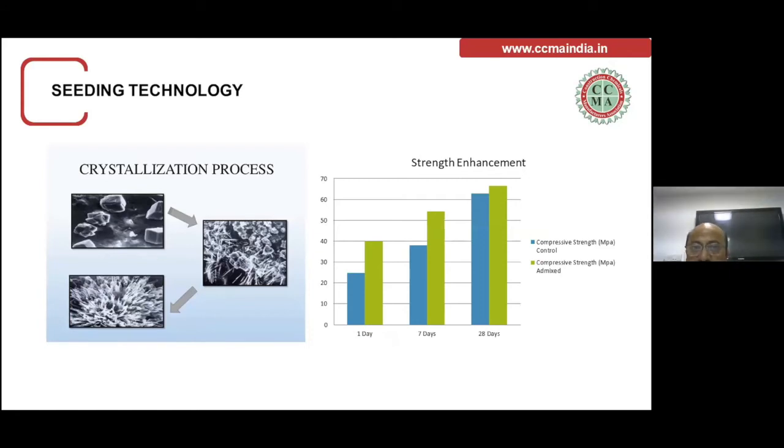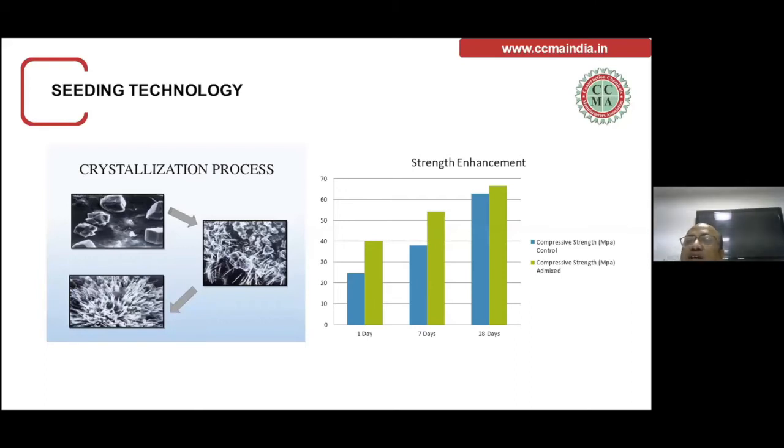If you see the pictures, the left side shows what happens without incorporating the seeding, and on the right side, if you see the pictures, so much calcium silicate hydrate is already formed. With strength enhancement, you can see 25 MPa with normal admixtures, whereas by incorporating the calcium silicate it is 40 MPa. See the increase happens for high early strength, and because of that we can even demold the concrete within 8 hours.